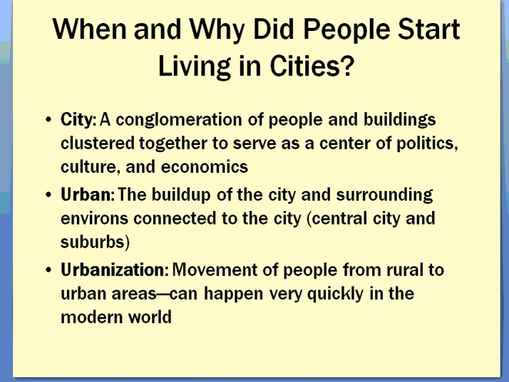An urban area, which is what this chapter is called, urban geography, is the buildup of the city and surrounding environs connected to the city, the central city and the suburbs. And of course, that is what Louisville and Flower Mound are, the suburbs. And then this term urbanization, it's the movement of people from rural to urban areas. And in the modern world, meaning pretty much the 20th and now the 21st century, it can happen very quickly.